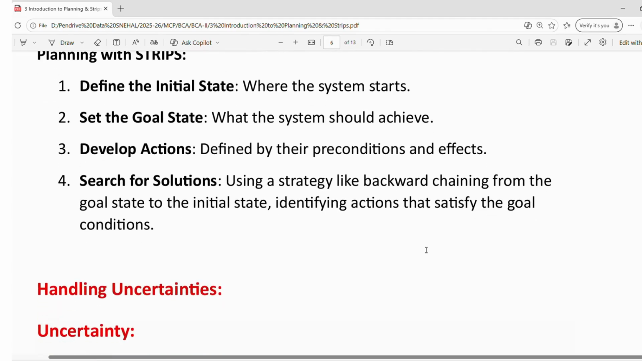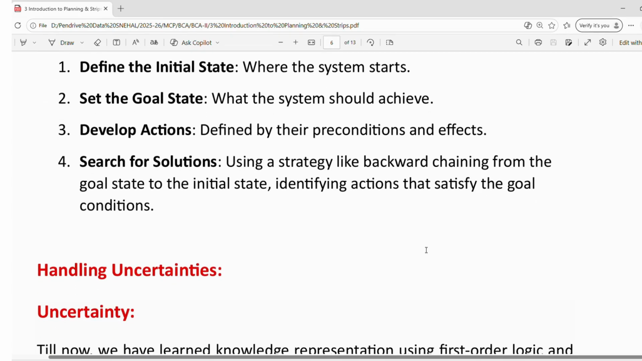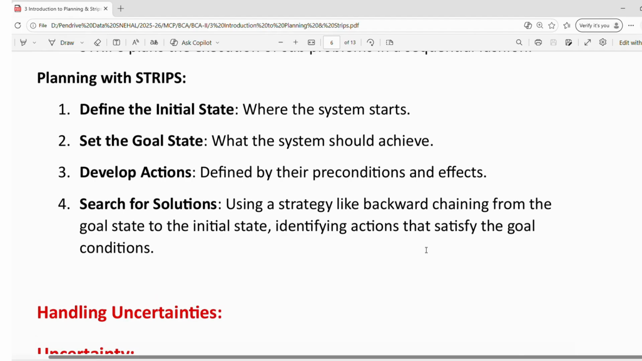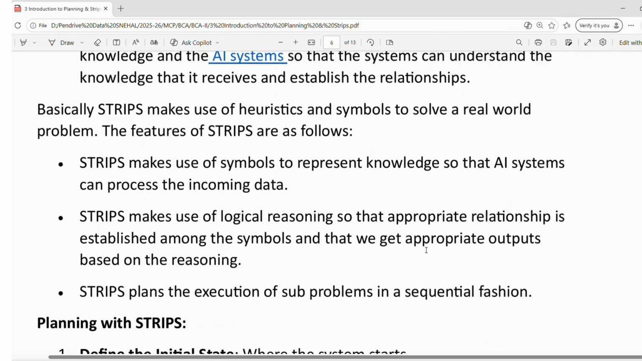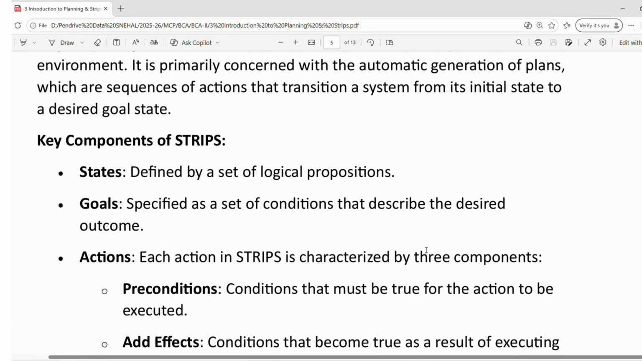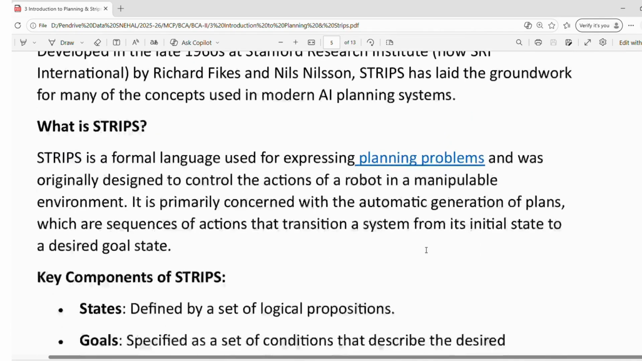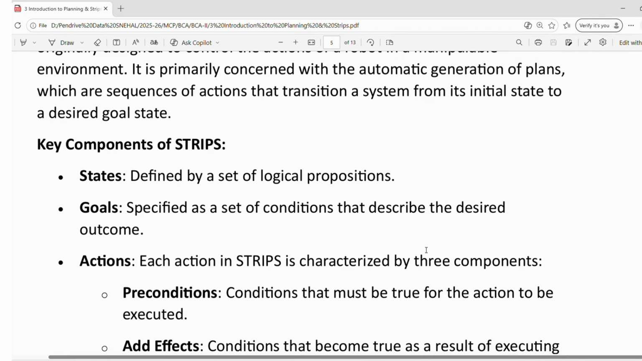Then the next one is search for a solution, using a strategy like backward chaining from the goal state to the initial state, identifying actions that satisfy the goal conditions. This is what the whole planning with STRIPS goes like. So this is the whole concept of STRIPS. I hope you have understood well.